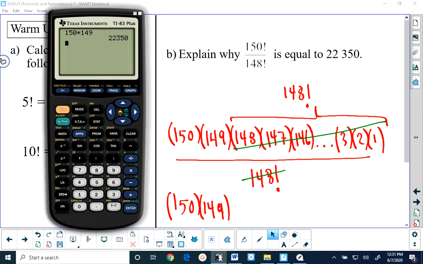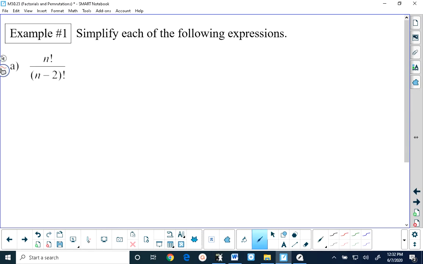And when you cancel that 148 factorial as a factor in the top and the bottom, you're left with only two numbers. And I really want to drive this point home in a different way. The smaller factorial is always contained in the bigger factorial. So 148 is a smaller number than 150. 148 factorial will be inside of 150 factorial. So let's apply this now to algebraic expressions.